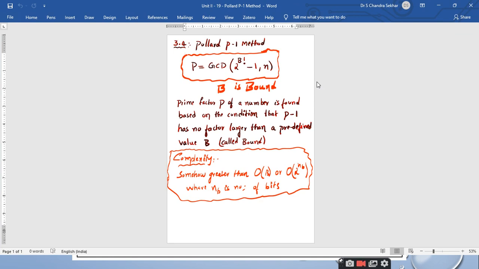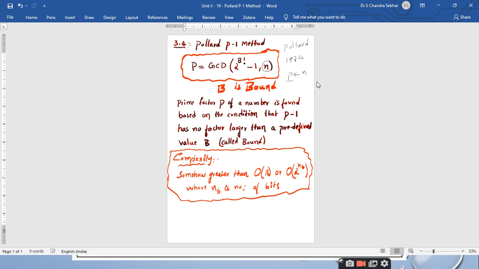So this is another factorization method which was invented by John M. Pollard. Pollard is a scientist. It was invented in the year 1974. So the main aim of this Pollard p-1 method is to find the prime factor p of a given number n. So the input is again n, the output is to find the prime factors.